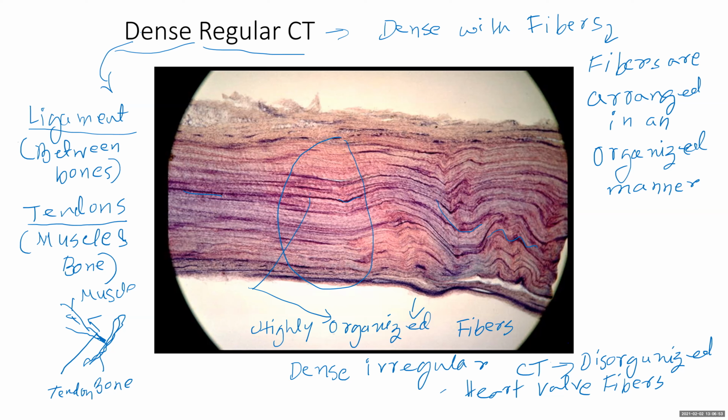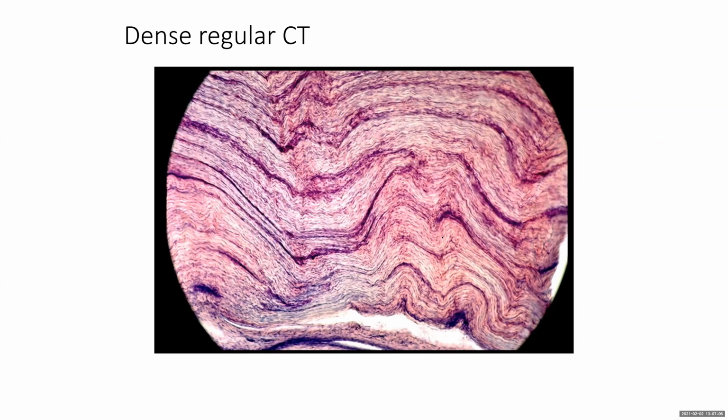Okay, so dense regular and dense irregular connective tissue. This is just a magnified version of the dense regular connective tissue. You can again see how the fibers are all pretty much folding in the same place. It's highly organized. You can see a little bit of the nucleus of the fibroblast right here, this corner.